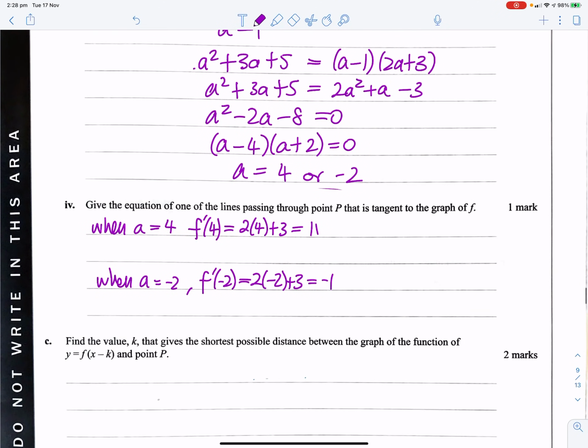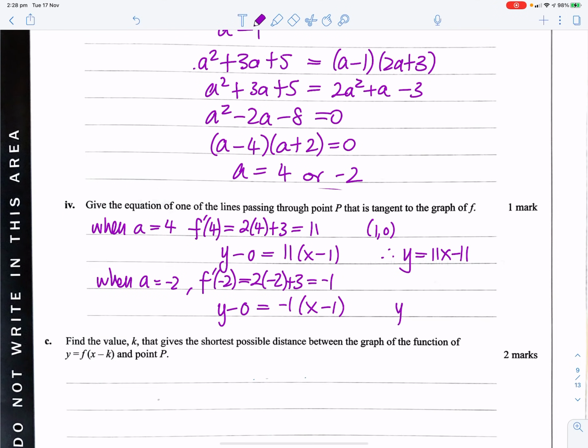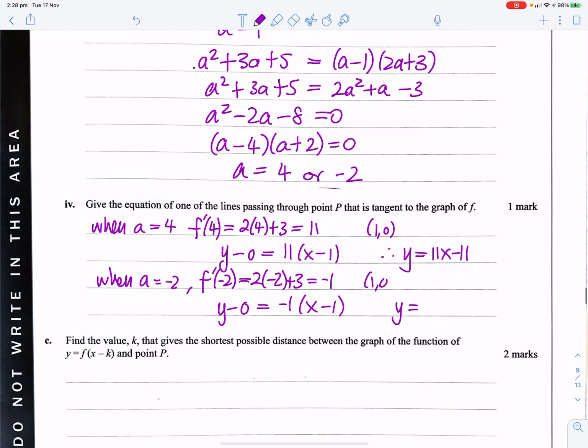What else do we need? We've got the point 1, 0. y minus 0 is equal to m, x minus 1. So y equals 11x minus 11. y minus 0 is negative 1, x minus 1. That's also using the point 1, 0. So y equals negative x plus 1. So there are two tangents that pass through those points.